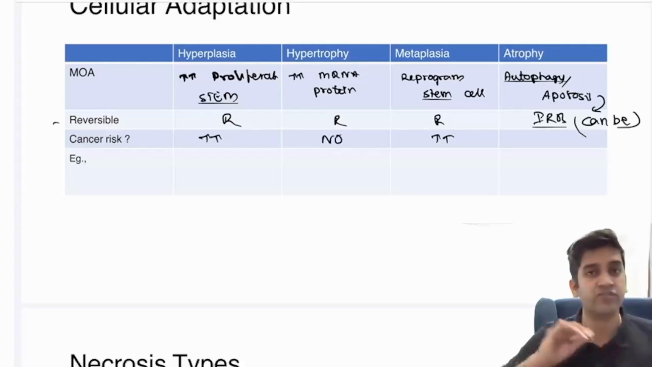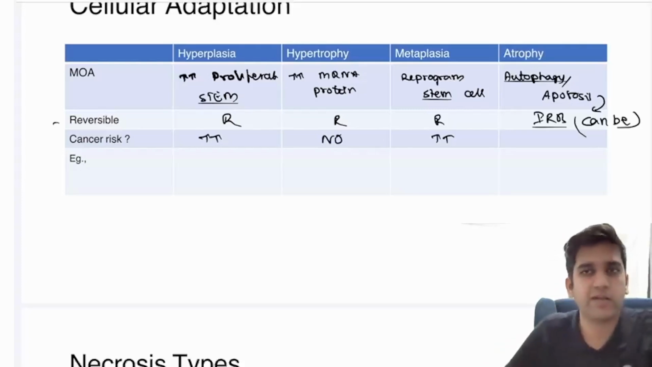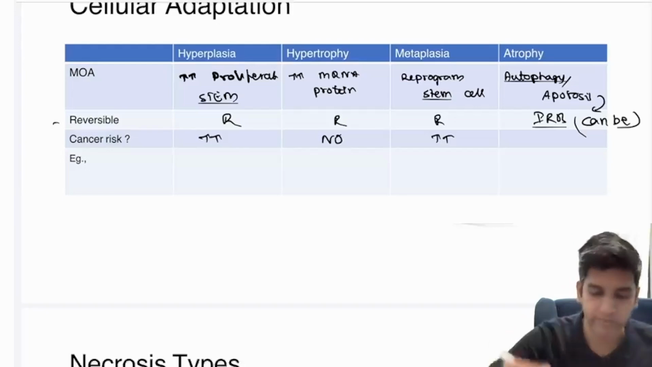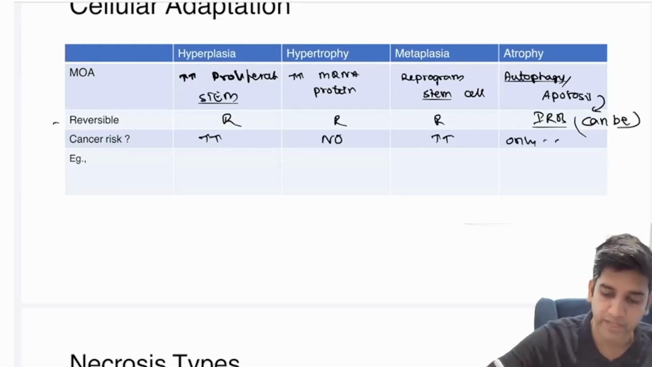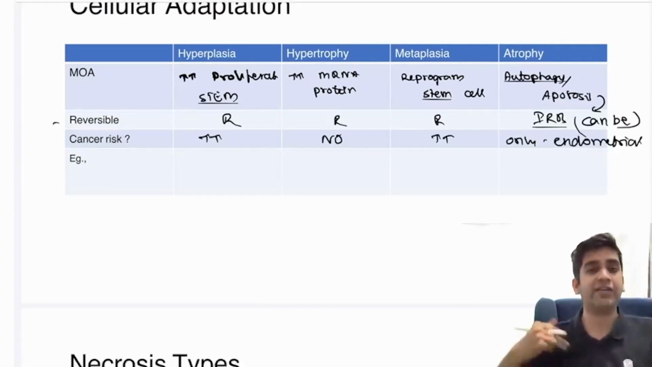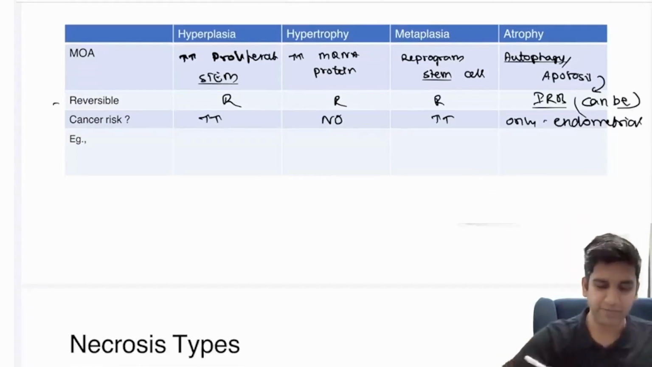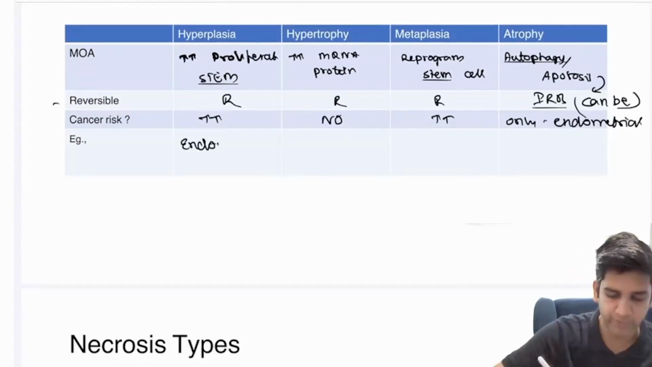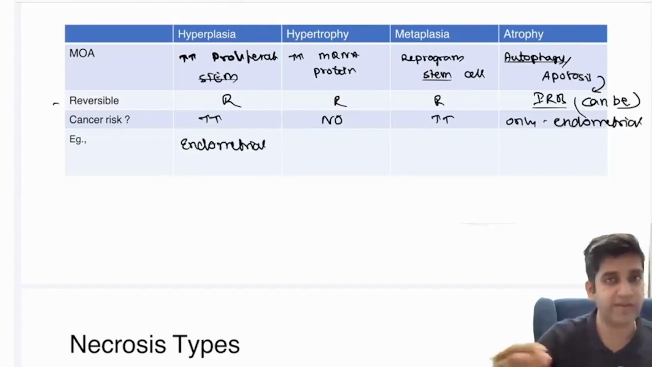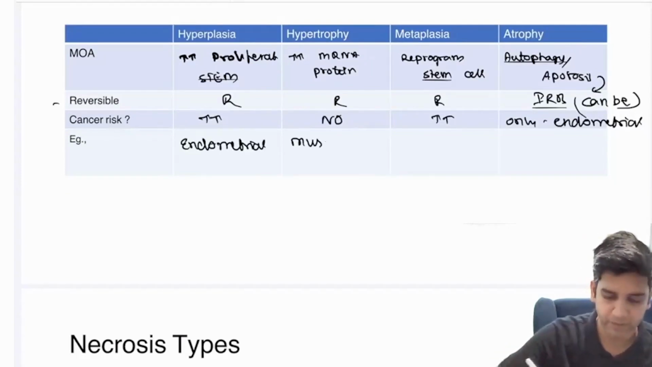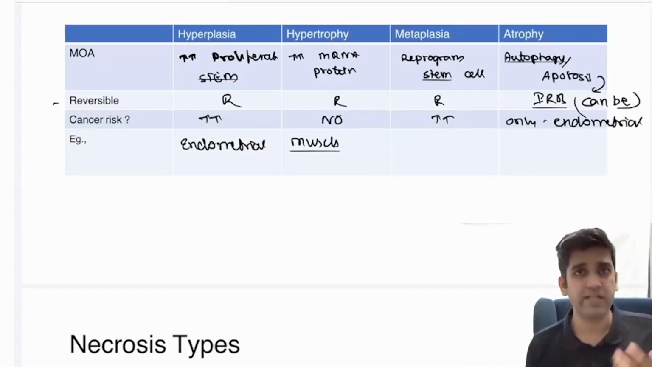Hypertrophy, there's no increase in risk of cancer. This has been repeated, whenever muscle hypertrophy, cardiac hypertrophy, you won't have an increased risk of cancer at all, right? But on the other hand, atrophy, not every atrophy, only one atrophy, which is endometrial atrophy. Endometrial atrophy by default can have an increased risk of cancer, others will not have, right? I'm not going too much into examples. You guys know hyperplasia. The best example is endometrium. Be it physiological or pathological, we'll have hyperplasia. Hypertrophy, it's muscle. Skeletal muscle in bodybuilding and cardiac muscle due to hypertension or other causes.